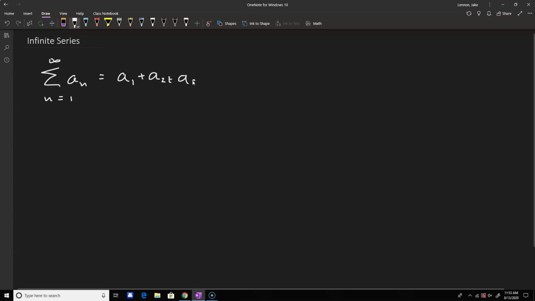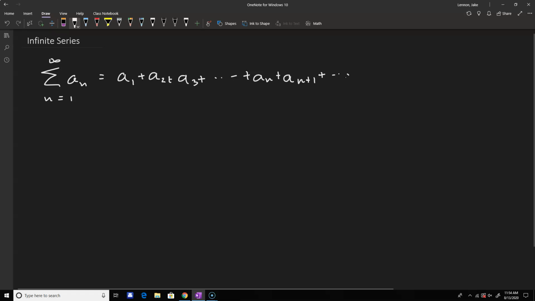Infinite series are a sum of a collection of numbers that go on forever. Typically the notation would look something like this: you would have the sum of a sub n from n equals some index, let's say 1 to infinity. This just means you have a bunch of numbers, a1 plus a2 plus a3 plus a bunch more, and they go on forever and ever. So you could have a sub n plus a sub n plus 1 and so on. They just keep on going and going forever and ever.